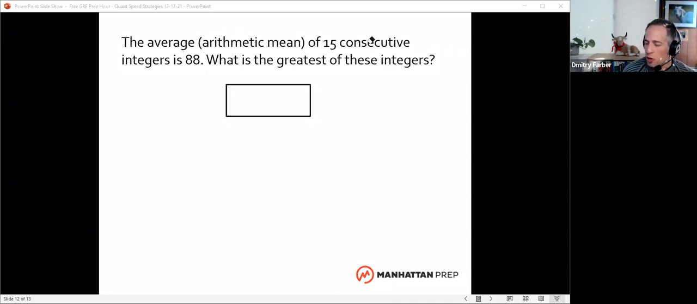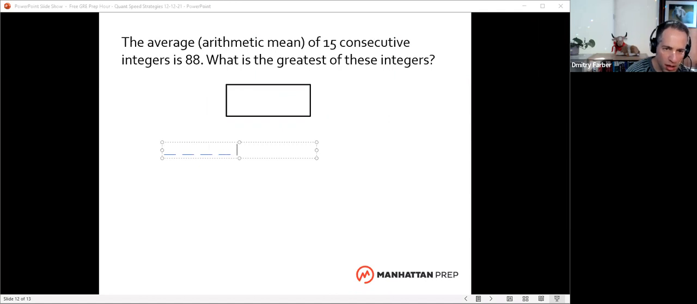There can be consecutive multiples, so they could say consecutive multiples of 5, so you're counting by 5s or 10s or what have you. But here, if they say consecutive integers, that means they're counting by 1s. So what we know is we have 15 values, et cetera, et cetera, right? This one in the middle is going to be the mean.